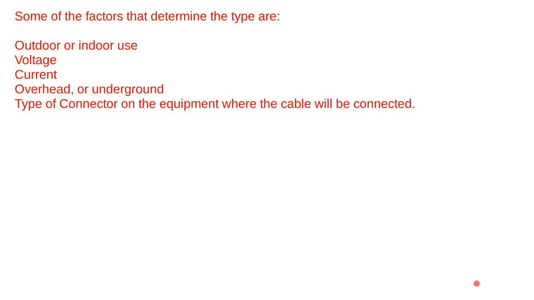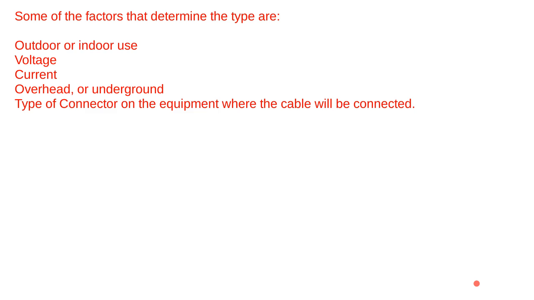So some of the factors that determine the type of termination include: one, the use. Where are you going to use whatever termination you're trying to achieve? Is it outdoor or indoor? Two, the voltage, the maximum voltage that your termination is able to handle. Three is the current, the maximum current that can be accommodated. And then, are your cables going to run underground or overhead?